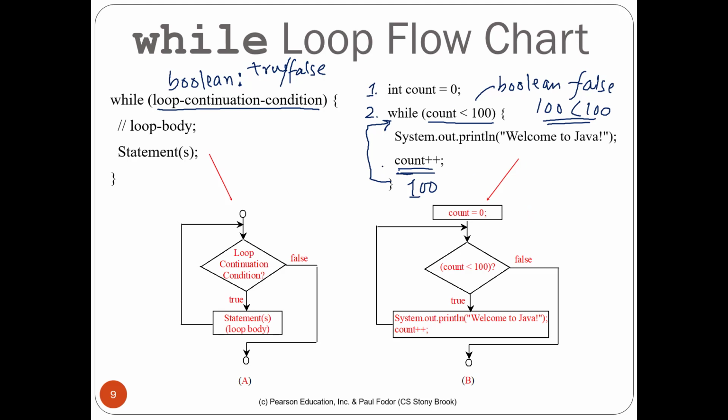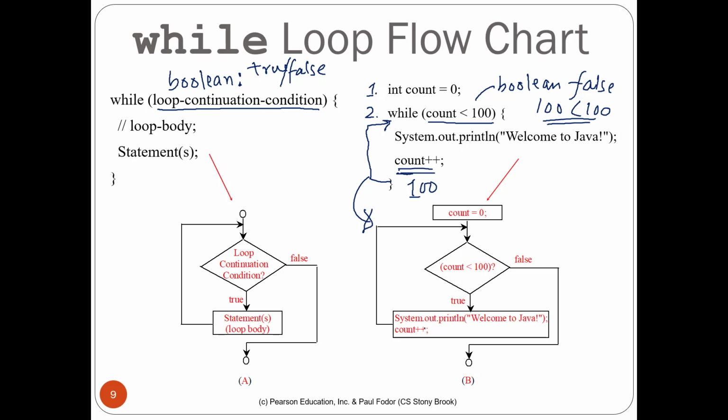Okay. So the same thing which I explained to you is written here in the form of the flowchart. So initially your count was 0. In the condition, the Boolean expression, you are asking this question: is count less than 100? Well, if that is true, then what are you doing? You are printing welcome to Java, and at the same time you are incrementing count. You are making count plus plus.